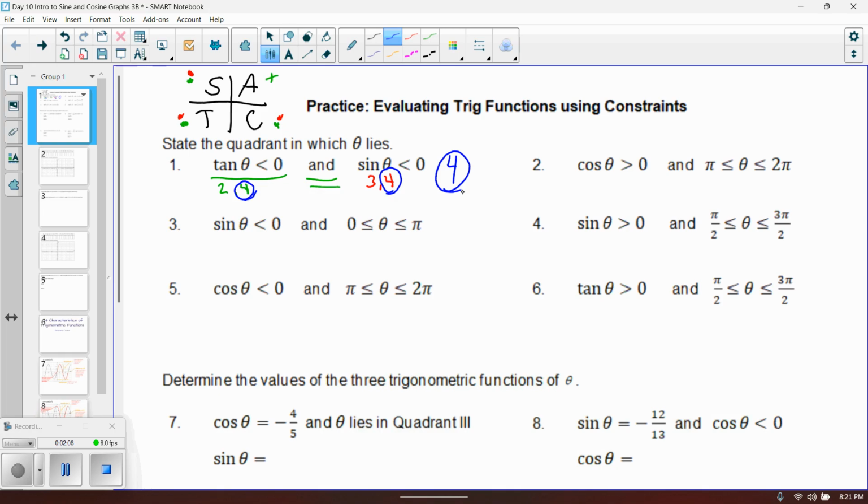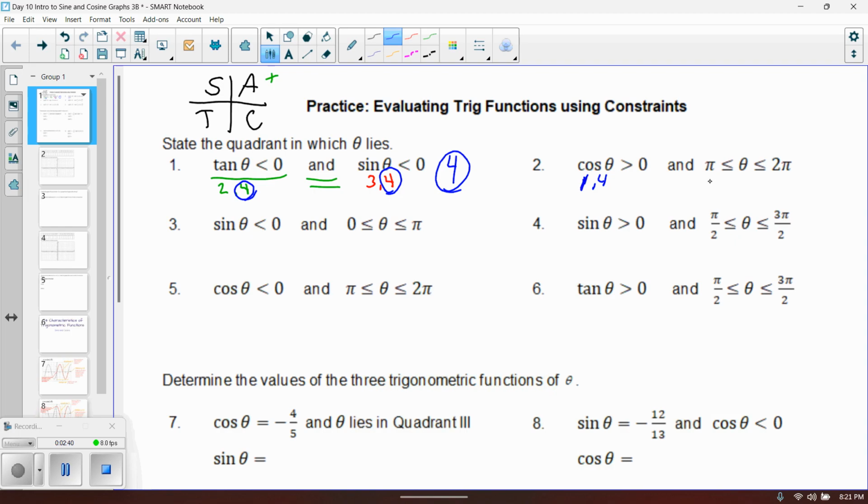Okay, if we look at number 2, again, I'm going to erase all these little dots that I've put up here. But we're going to use that ASTC thing for just about every single one of these things. So in number 2, it says that cosine has to be positive. Again, remember, everything is positive in quadrant 1. And cosine is also positive in quadrant 4, according to our ASTC. So 1 and 4 are for cosine being positive.